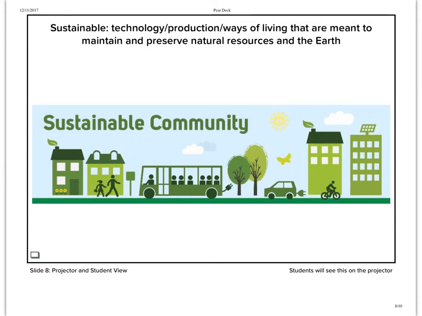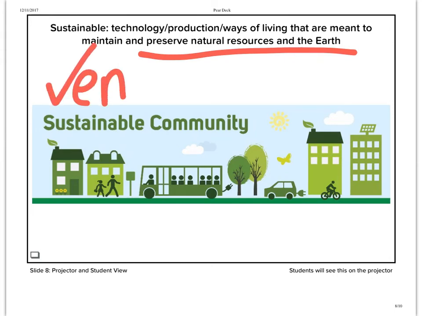Okay. The next two words are really important for you to understand and know the difference between. Sustainable. If something is sustainable, that means it's a technology or a way of production or a way of living that is meant to maintain and preserve natural resources in the earth. So this is good for the environment. We like sustainable things.